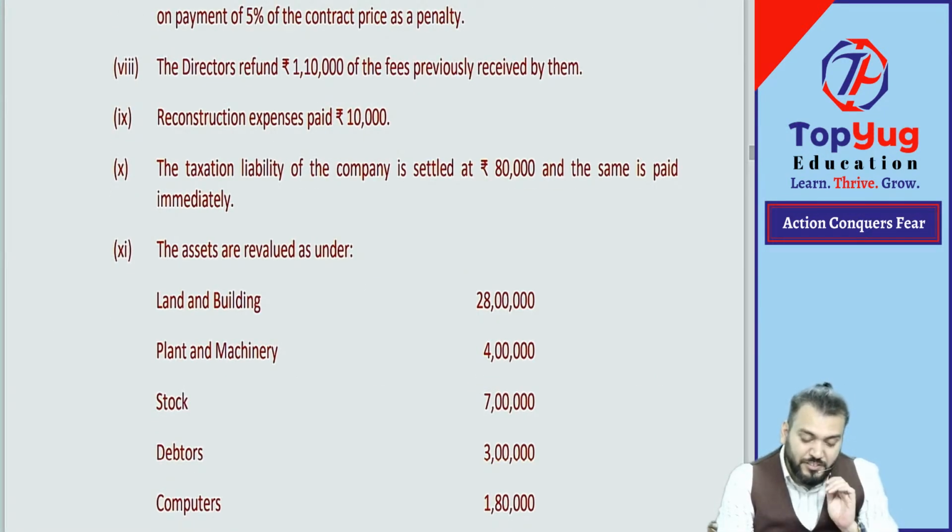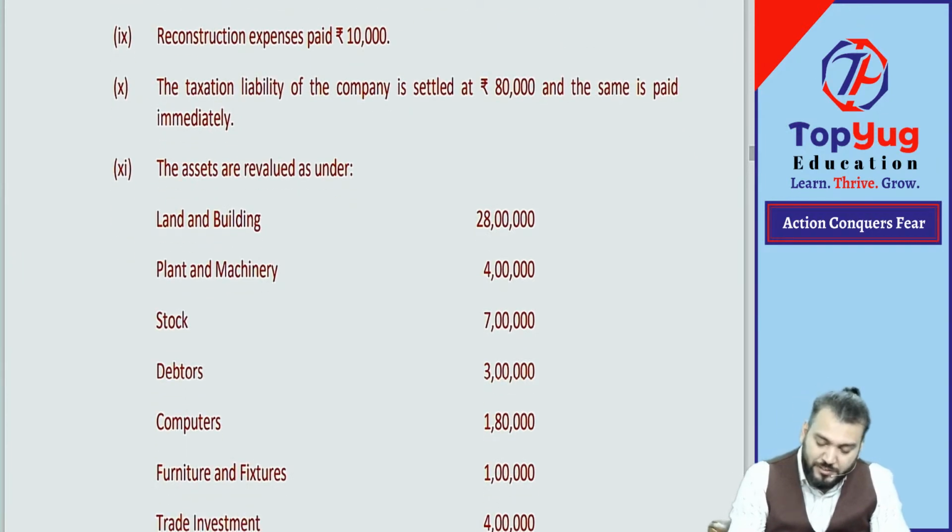Then reconstruction expenses paid 10,000. Okay, sir. Reconstruction expenses paid. What journal entry?